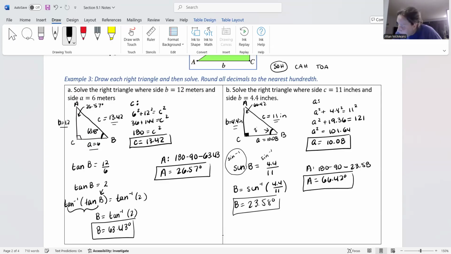So 66.42 and 23.58. I drew my triangle a little bit too small, but there you have it. That is solving a right triangle where you do have to use those inverse trig functions. So if you're looking for an angle and you don't have enough information, like you don't have a third angle, you've only got one angle, but you've got the sides of the triangle, you can use an inverse trig function to find that missing angle. Okay, so there you have it. That's solving right triangles with inverse trig functions.